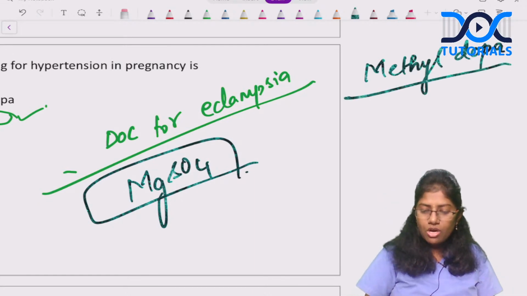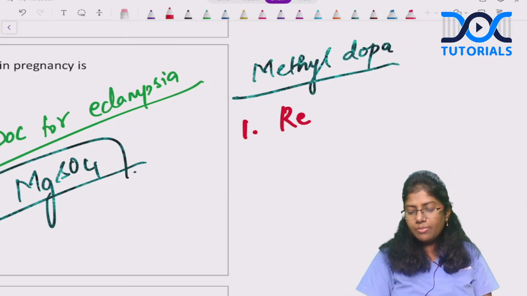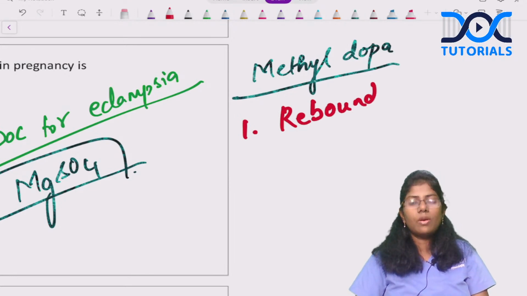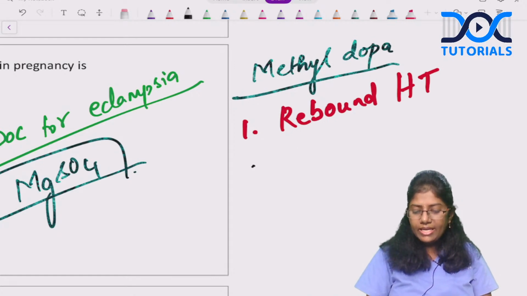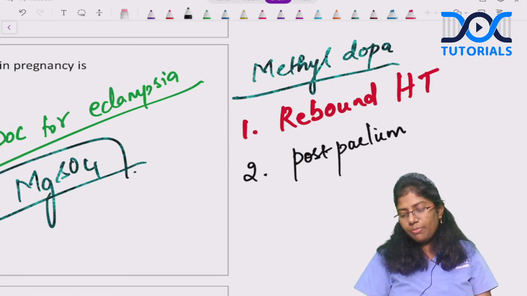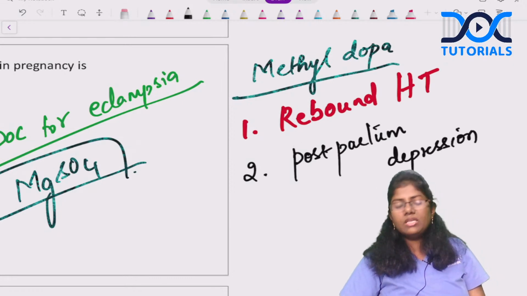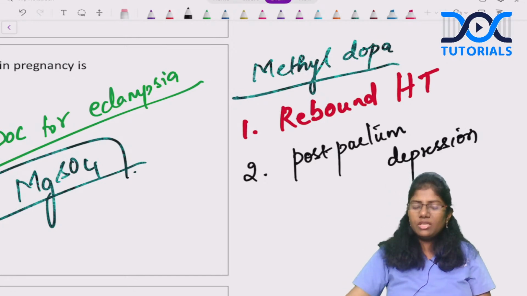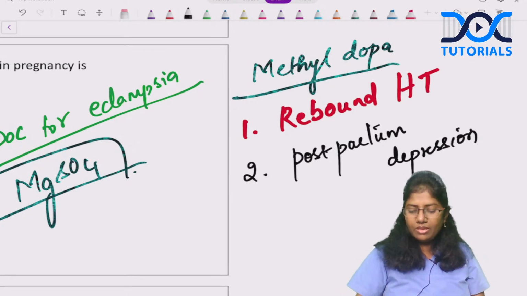Why? Because number one, methyl dopa leads to rebound hypertension. It is a centrally acting drug. Once you stop the drug, it will lead to rebound hypertension. Secondly, methyl dopa leads to postpartum depression. Thirdly, methyl dopa is not as effective as labetalol. Labetalol is more effective than methyl dopa.